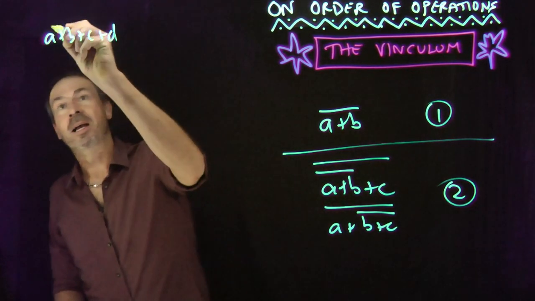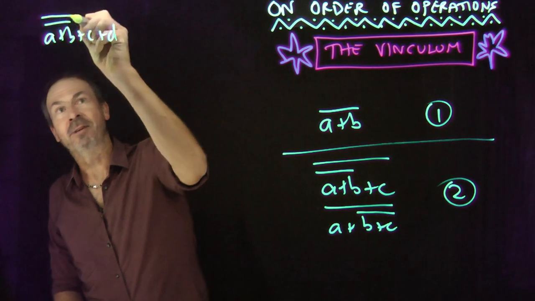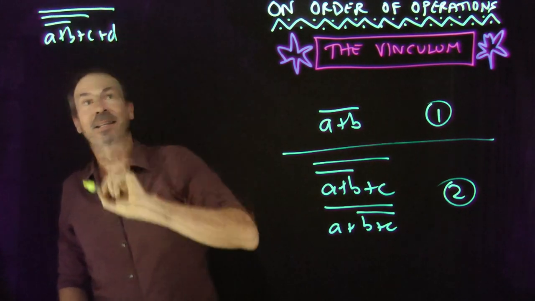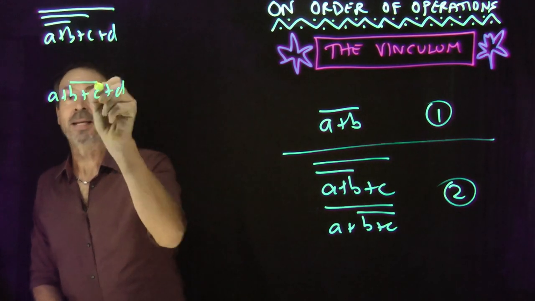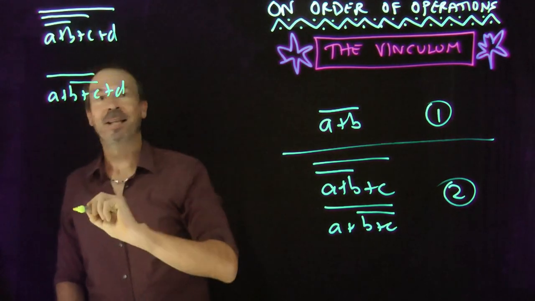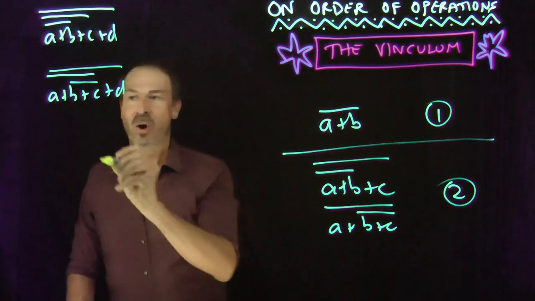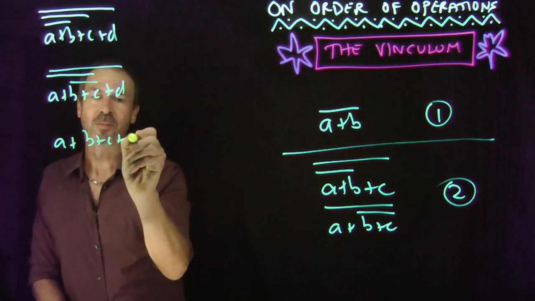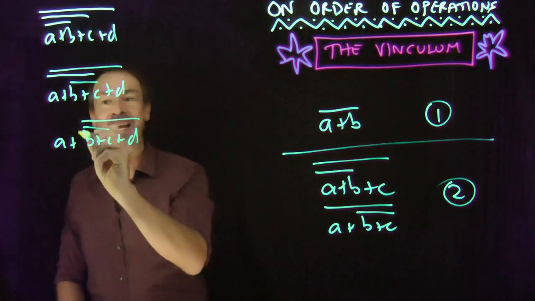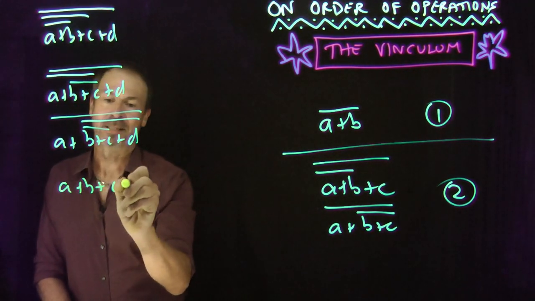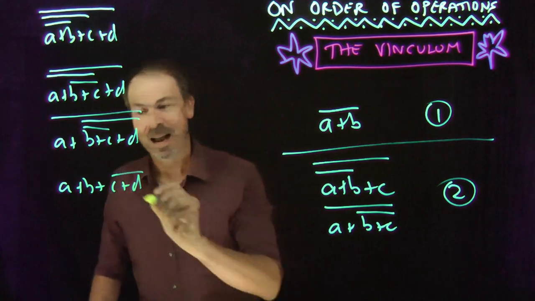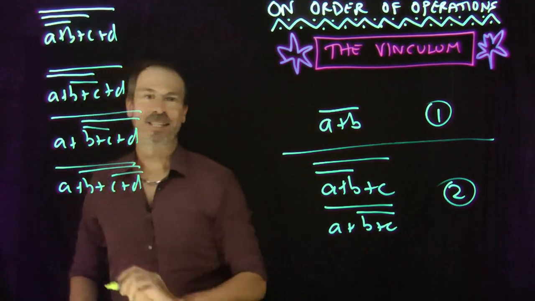Well, one way could be I could do A and B, and then take that answer and add C, and then take that answer and add D. So there's one way. What else could I do? Maybe I could start with B and C, and then go A plus that answer, then that answer plus D. Oh, actually that makes me think I can do another way to do B and C first, and then that answer plus D, and then A plus that. What else could I do? I could do C and D first, and then B plus that, and then A plus that.